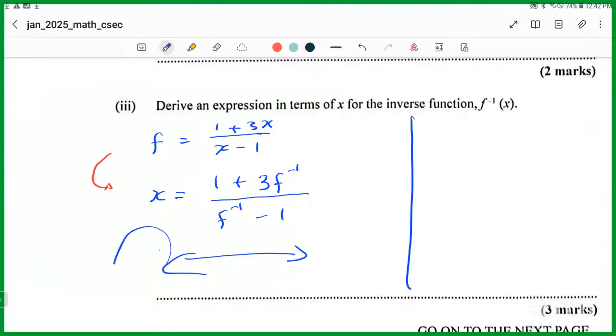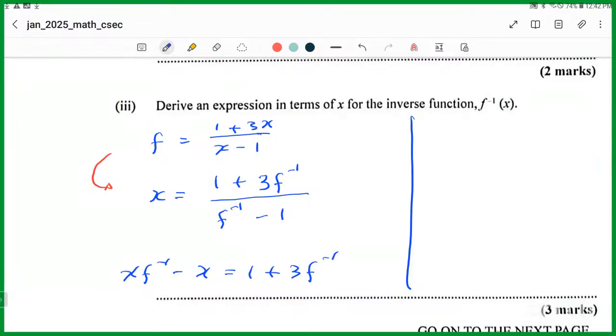Group everything with f to the minus 1 on one side, and then factorize and make it the subject. To do that, we're going to take this denominator and multiply it across here by the x first, as a first step to expand out everything. So it's x times f to the minus 1 first, then x times this minus 1 gives us minus x, and that becomes equal to 1 plus 3 times f to the minus 1.